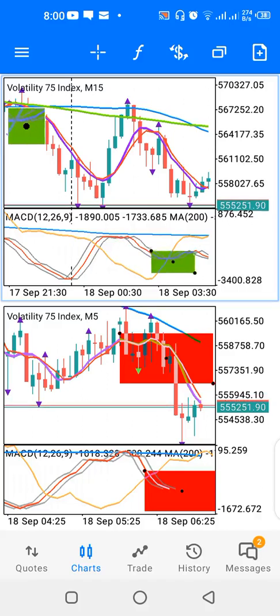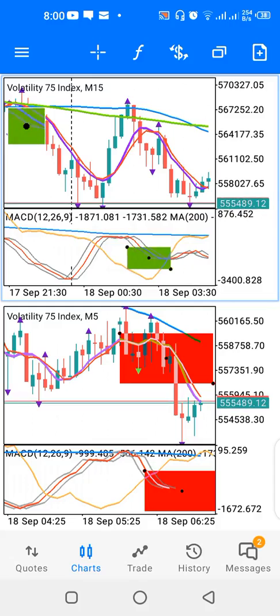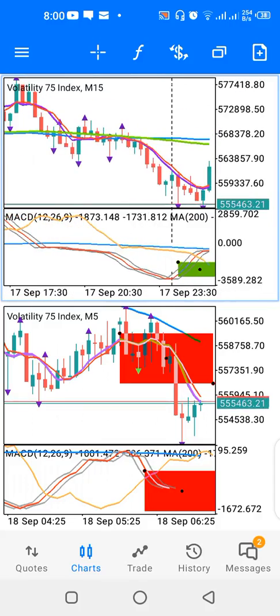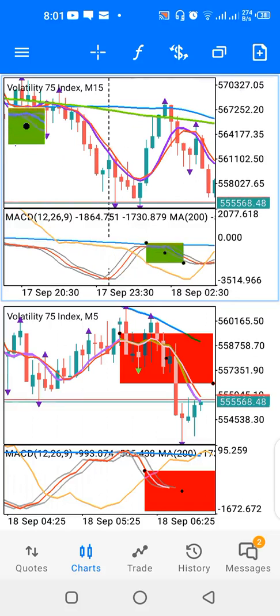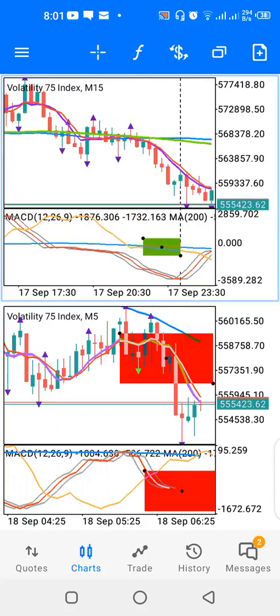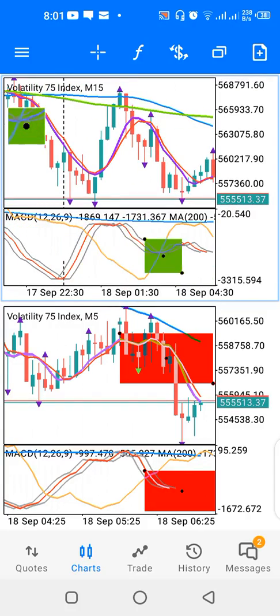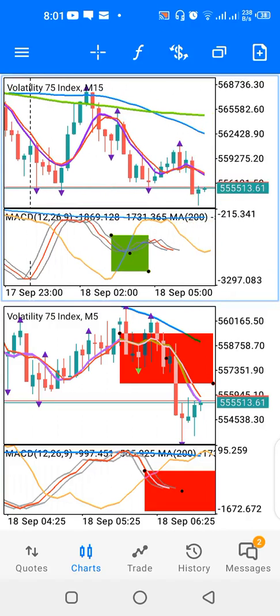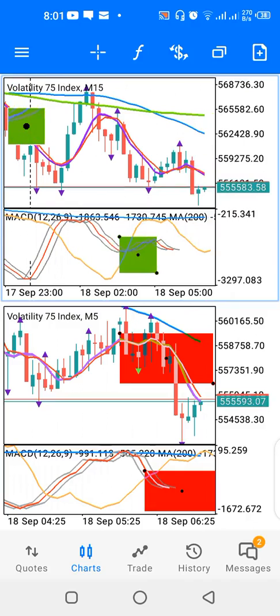Okay, when it crosses down the orange line, that's your sell signal. Now, for you to sell, you have to watch the trend. The trend indicator is a blue line. If you have a cross down of the orange line under the blue line, that's very strong. That's a perfect sell signal.